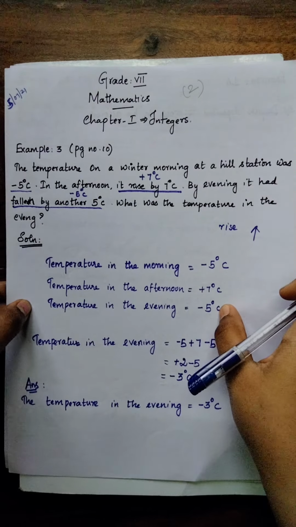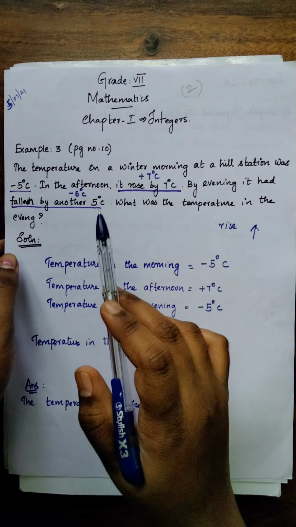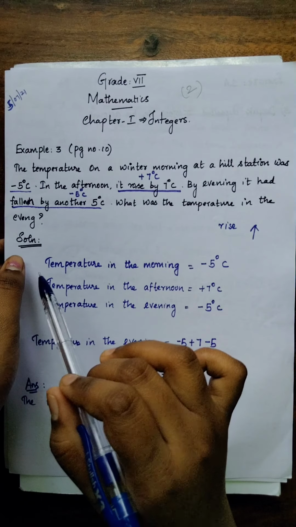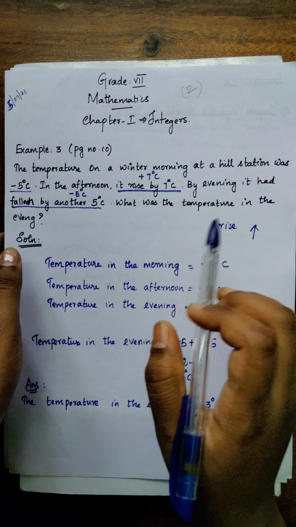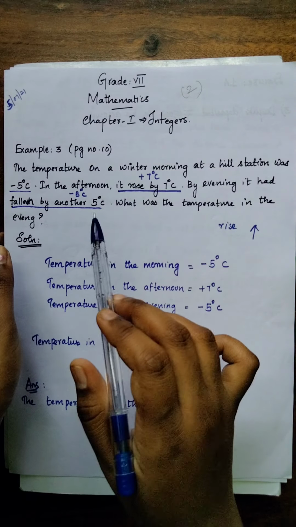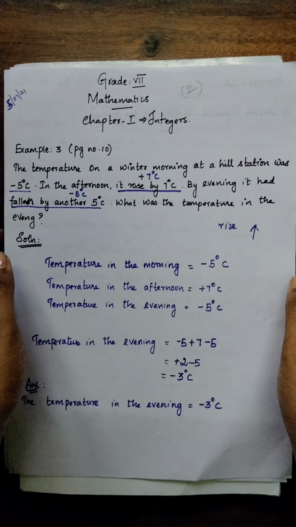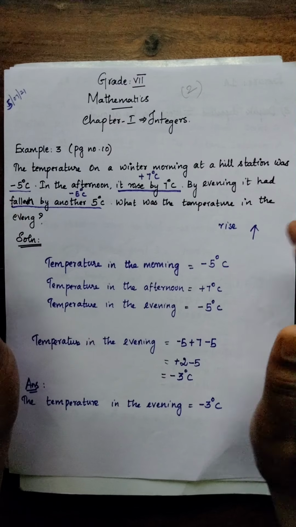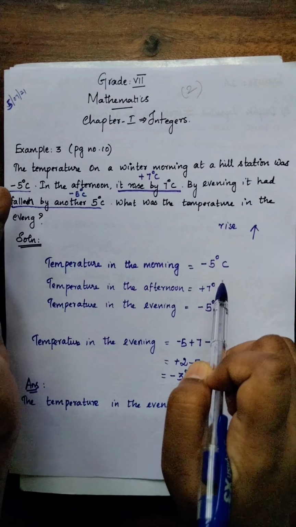Okay, now our next question, example 3, page number 10. The temperature on a winter morning at a hill station was minus 5 degrees Celsius. In the afternoon, it rose by 7 degrees Celsius. By evening, it had fallen by another 5 degrees Celsius. What was the temperature in the evening? Okay, it is a winter morning. The temperature is minus 5 degrees Celsius, so temperature in the morning is minus 5 degrees Celsius.